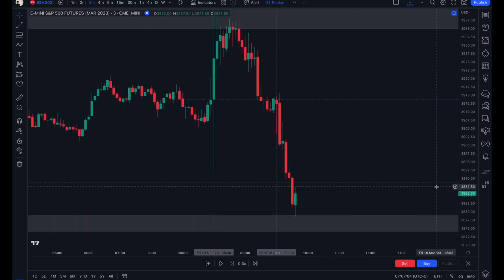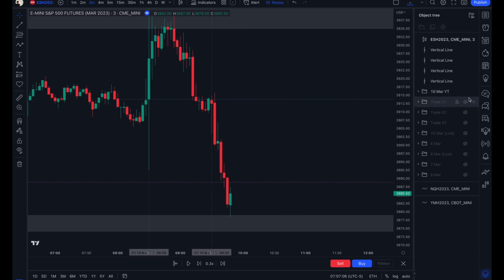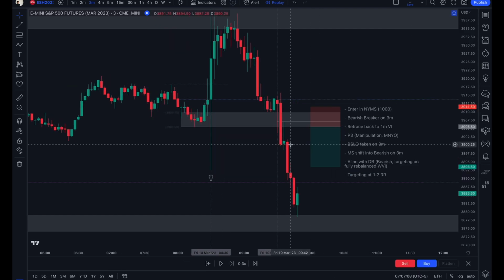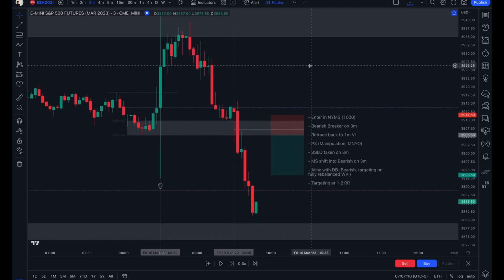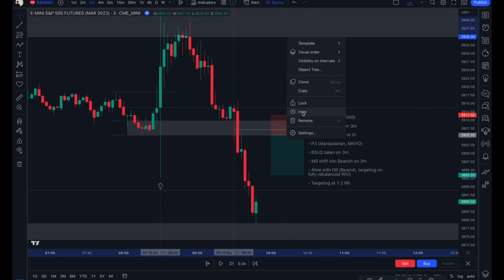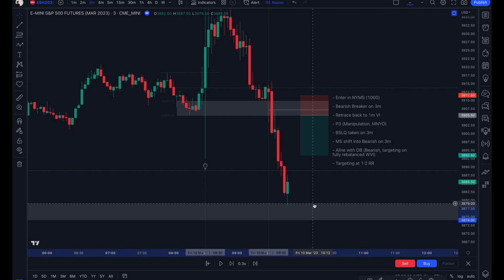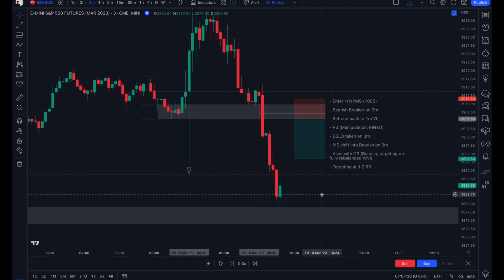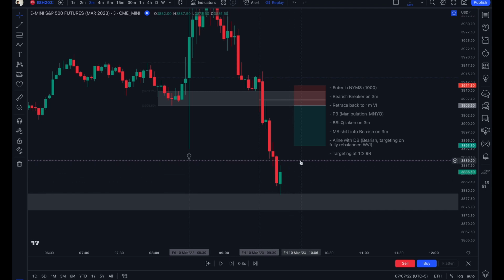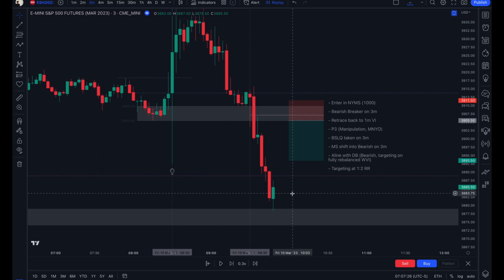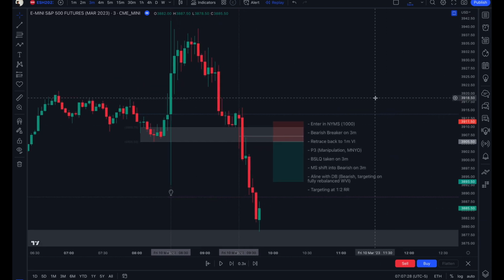The market continues going down. I'll mark it out something like this. I'll hide this level so it makes it more clear. The market goes down and touches the weekly volume balance. For the volume balance, I want to see the market completely rebalance it. So our bias remains bearish right now.